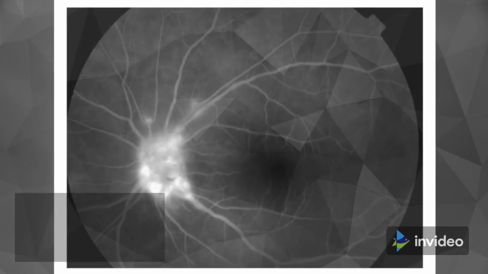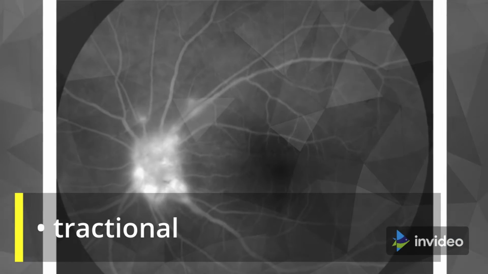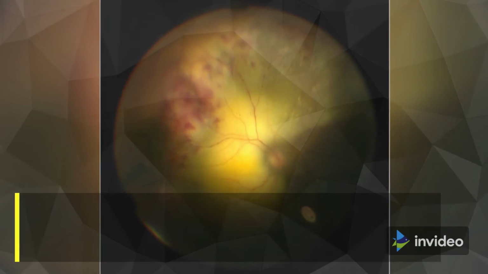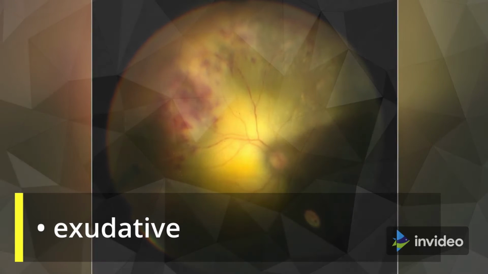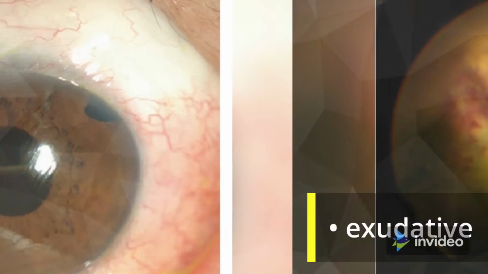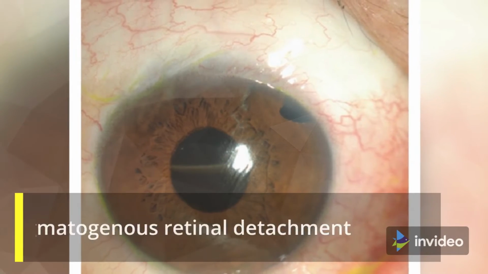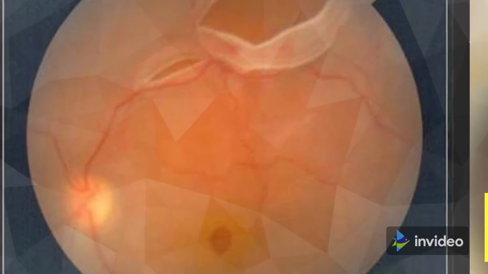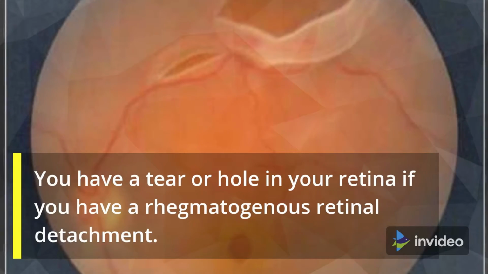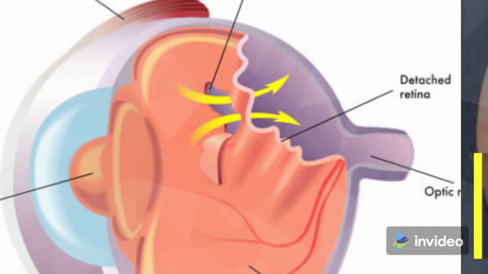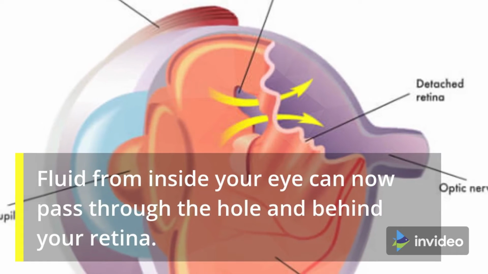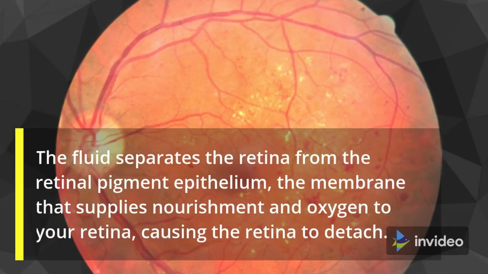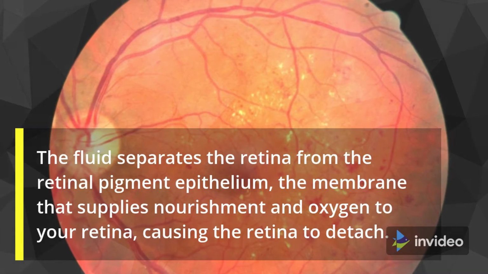Rhegmatogenous retinal detachment. You have a tear or hole in your retina if you have a rhegmatogenous retinal detachment. Fluid from inside your eye can now pass through the hole and behind your retina. The fluid separates the retina from the retinal pigment epithelium, the membrane that supplies nourishment and oxygen to your retina, causing the retina to detach. This is the most common type of retinal detachment.